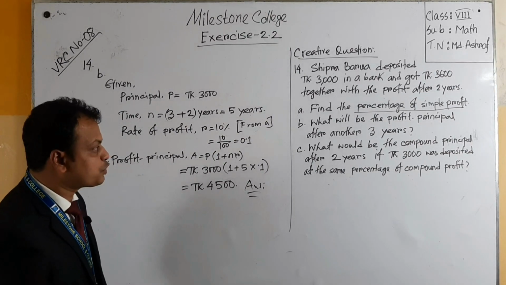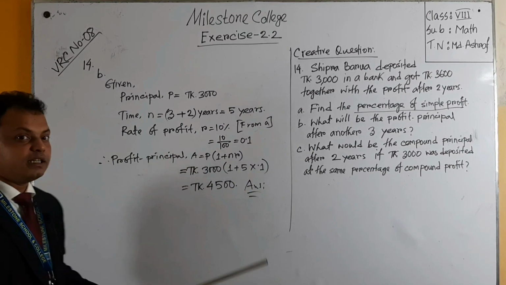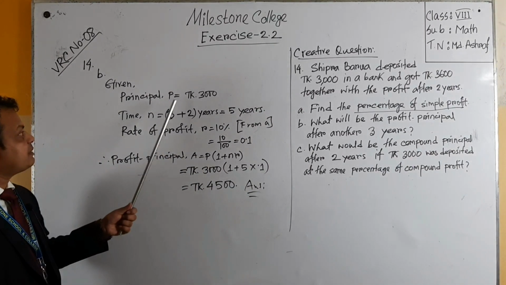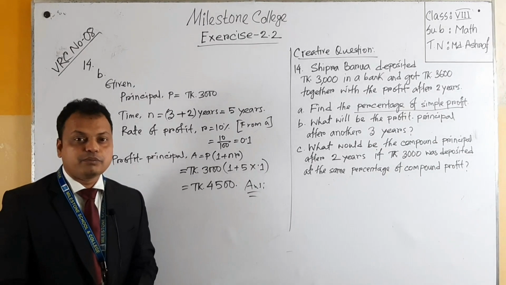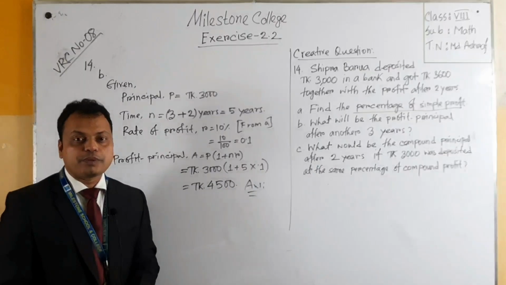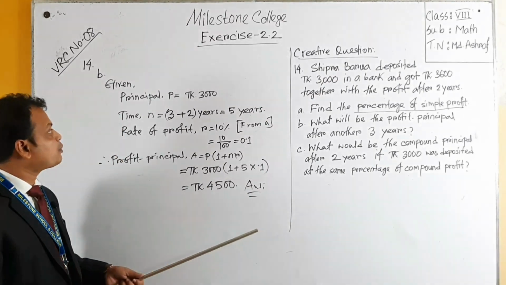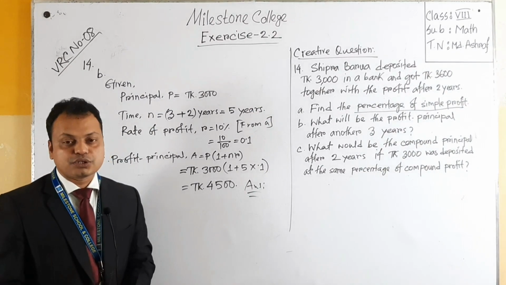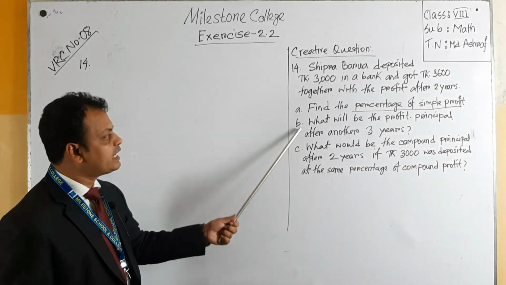So this is the solution. We need to find the profit principal and we have got the profit principal A. This one you can solve in different ways. Here the principal is given. If we find the profit first, by applying the formula of simple profit I equals PNR, this profit will be added with the principal, then we will get the same result. We have completed A and B.